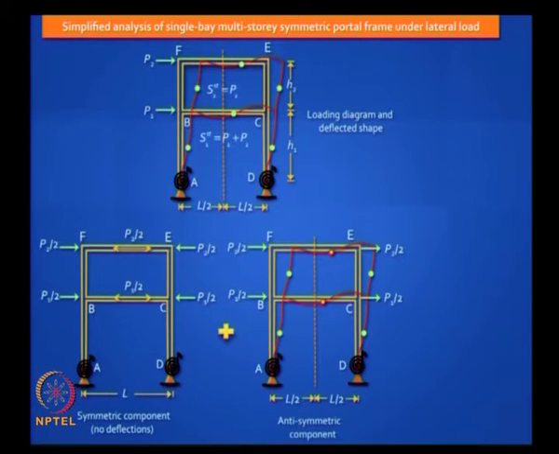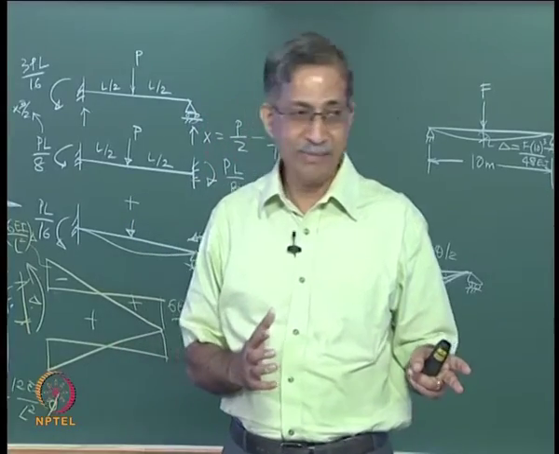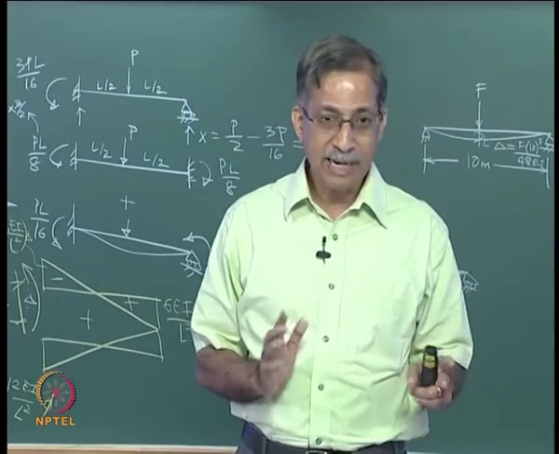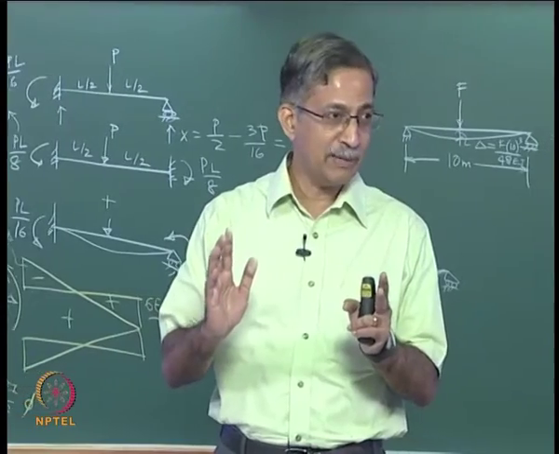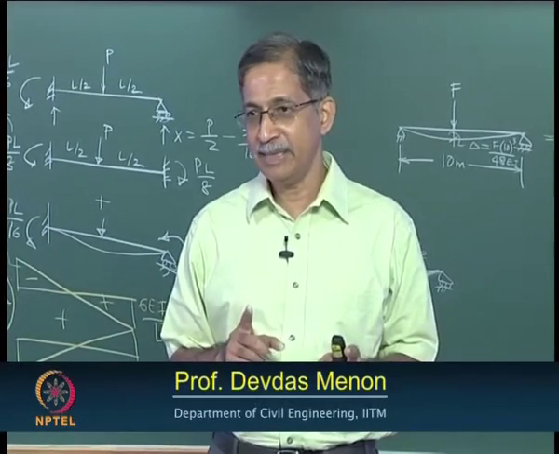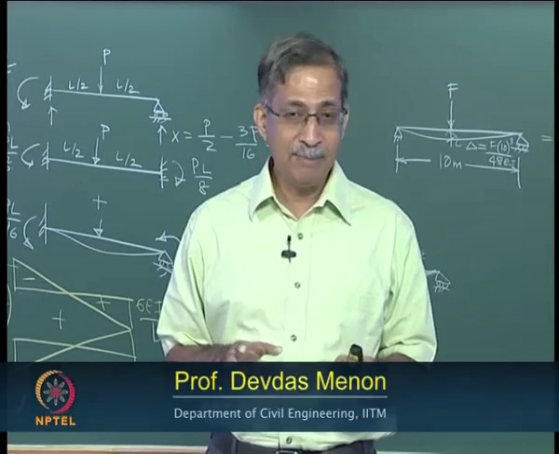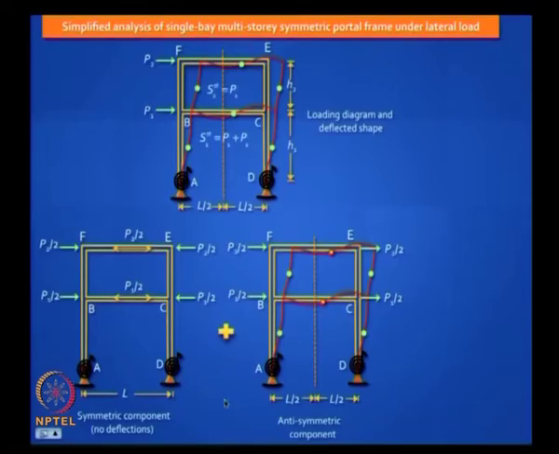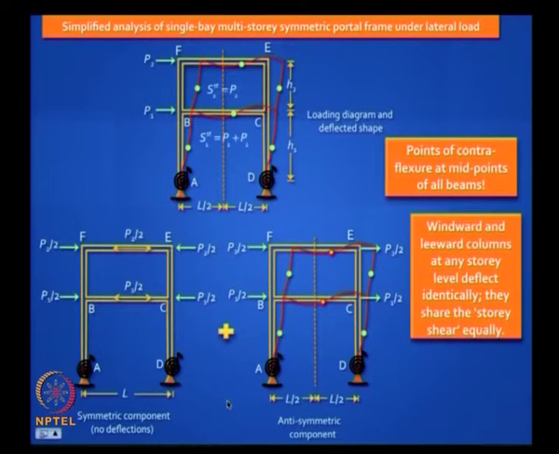Whether you push it to the left or right, your behavior will be the same, right, and all the columns are moving in the same way. So you will have points of contraflexure always in the middle of beams in such a symmetric frame, but in the columns they could be anywhere. So that is the other issue to note. Windward and leeward columns at any story level deflect identically, they share the story shear equally.